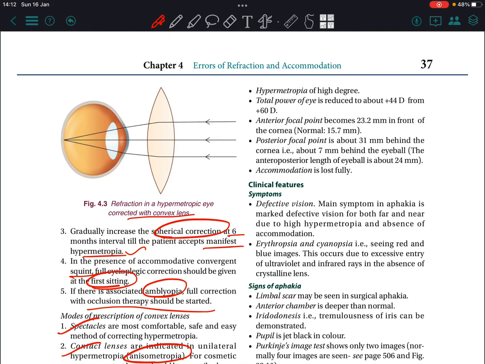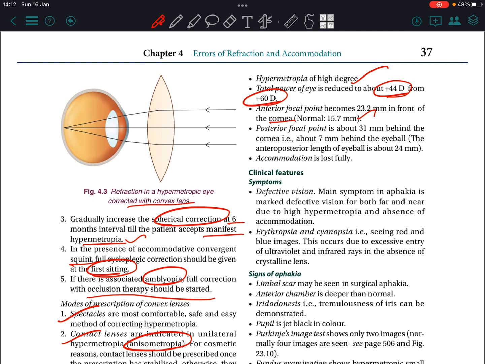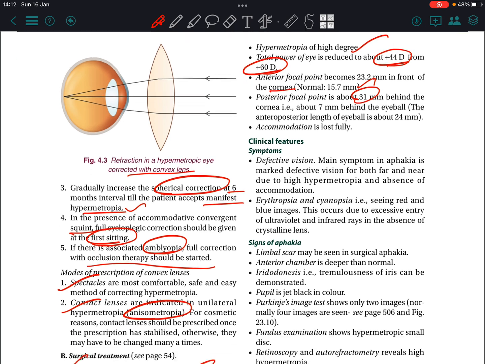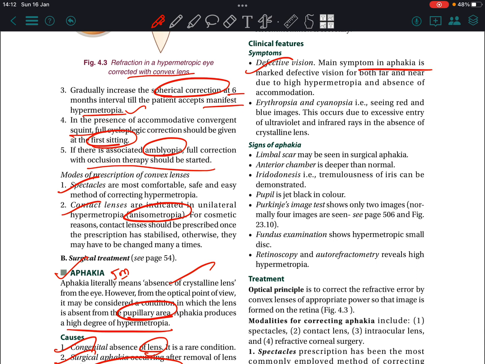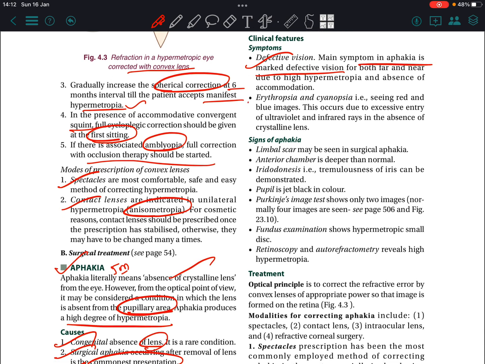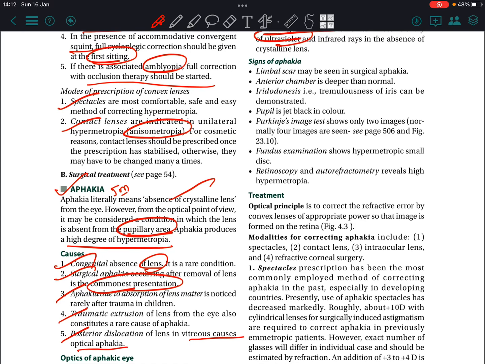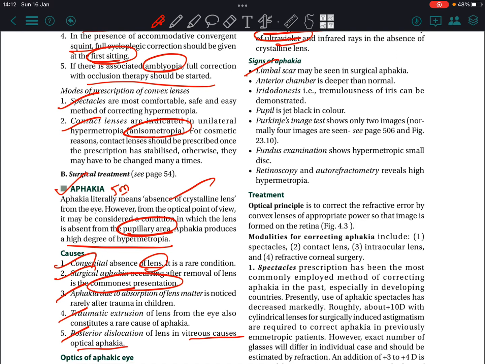aphakia. Optics of the aphakic eye: hypermetropia of high degree, total power of the eye is plus 44 to plus 60D. Anterior focal point is 23.2 mm in front of the cornea, posterior focal point 31 mm behind the cornea. Accommodation is lost fully. Symptoms: defective vision. The main symptom in aphakia is marked defective vision for both far and near vision. Erythropsia and cyanopsia, seeing red and blue images, occur due to entry of ultraviolet, low wavelength light. Signs of aphakia: limbal scar, anterior chamber is deeper than normal, iridodonesis, pupil is jet black in color.